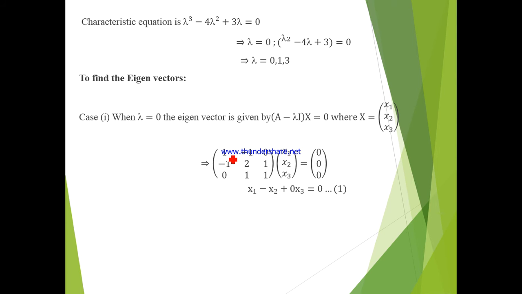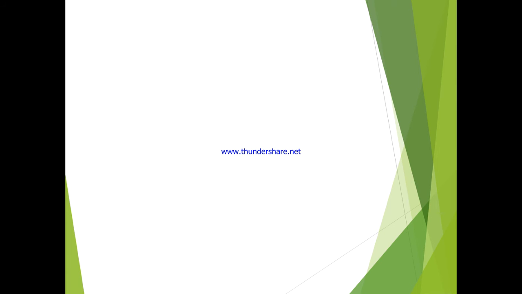So we have to write 3 equations from this. x1 minus x2 plus 0 x3 equal to 0. Next, minus x1 plus 2x2 plus x3 equal to 0. 0 x1 plus x2 plus x3 equal to 0. So next we have to solve 2 distinct equations from this and solve by the cross multiplication rule.